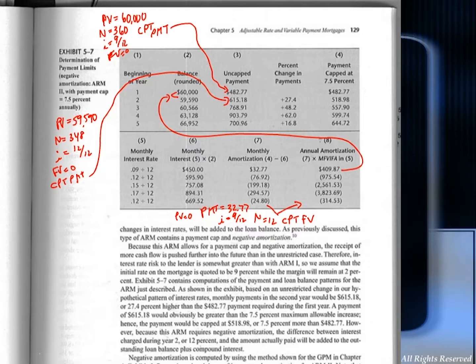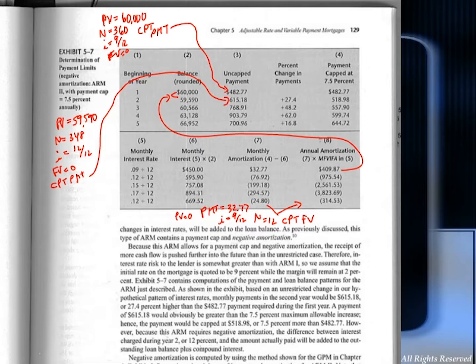Okay, so you use the same formula as I put down below. Present value 0. In this case, the payment, instead of being $32.77, it's $76.92. The interest rate's now 12 divided by 12. N is still 12, and you compute the future value. And because it's negative 76, you'll get a negative 975.54.